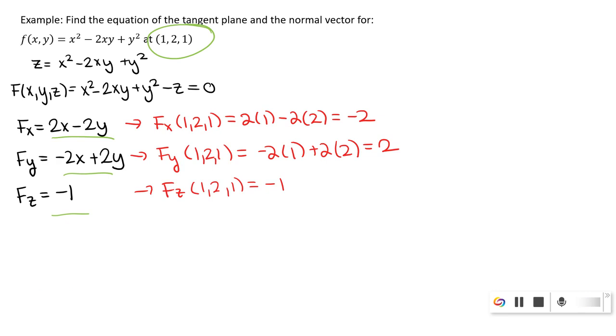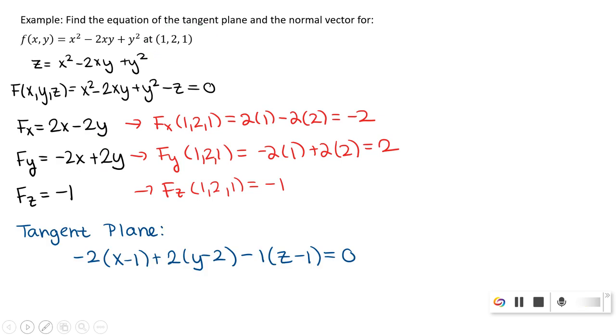So first one, f sub x, I put in 1 for x, 2 for y. If there were a z, I'd put a 1 in for it. There isn't. Let's see, that becomes a negative 2. And then I do the same thing for my f sub y. Put the 1 in for x, the 2 in for y. I got a positive 2. And then finally, there's nothing to plug into the f sub z. It's just negative 1, always negative 1. So those numbers, negative 2, 2, and negative 1, actually do give me my normal vector.